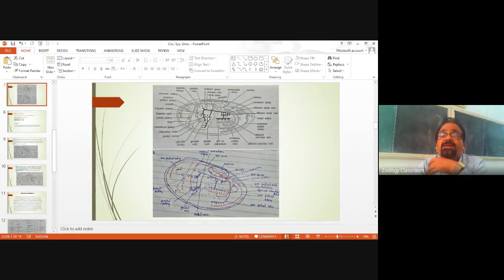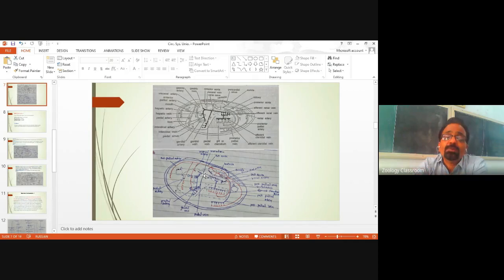Now here in the diagram, which veins are shown in the dark black color? In this diagram, the veins are shown in blue color. But here we are talking about the visceral vein, and here is the location of the visceral vein. But how is this visceral vein formed?